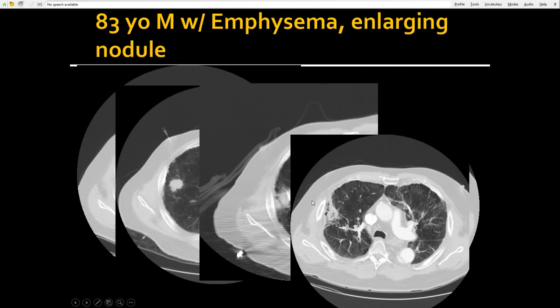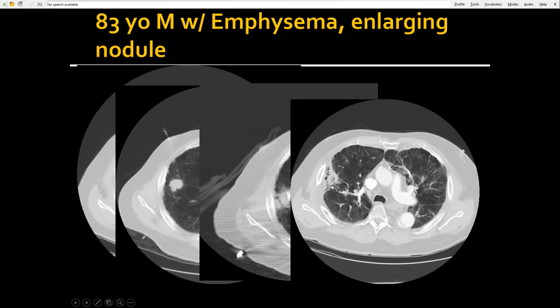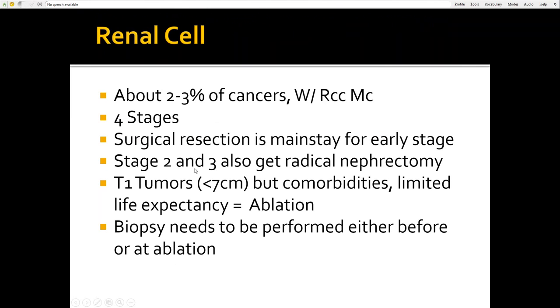So we went ahead and RFA'd it, and then several months later, I believe this was 3 months later, you can see that most of the time the tumors get a little bit bigger, and then later they'll get smaller in size. Or this is 2 months afterwards. And then a common tumor that we also treat is a renal cell carcinoma.